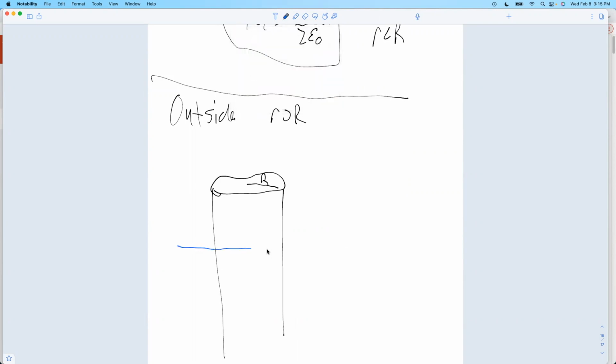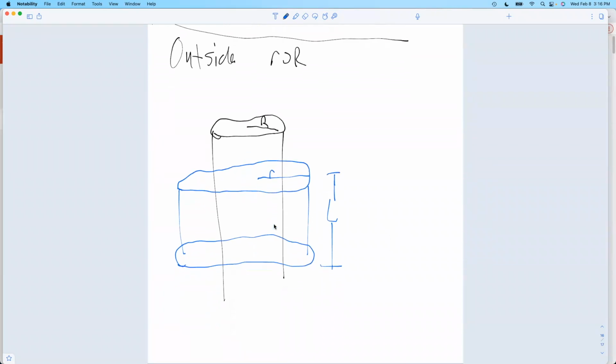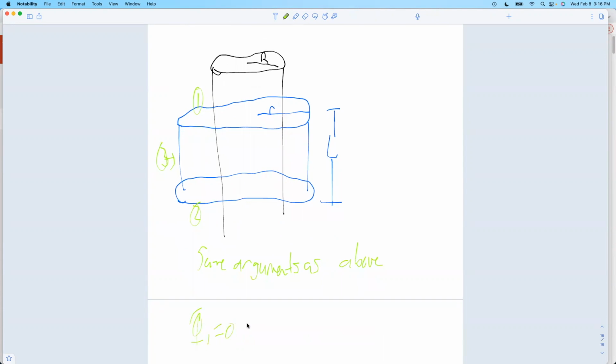I guess we'll use blue here. So I'm going to have some cylinder that looks like this. Again, I have to label my picture. You should never, ever draw pictures that you don't label the dimensions of. And here's little r. Okay, pretty much everything is the same, so I don't have to reinvent the wheel here. Here's surface number 1, surface number 2, surface 3. I can say same arguments as above, with all the E dot n and all that stuff. I can say flux number 1 is 0, and so is flux number 2. There's no flux flowing through the bottom or the top.